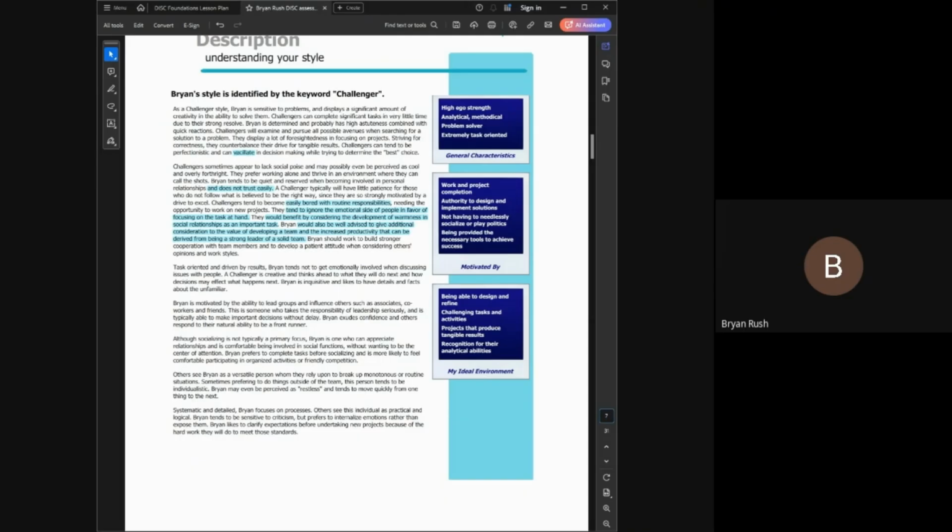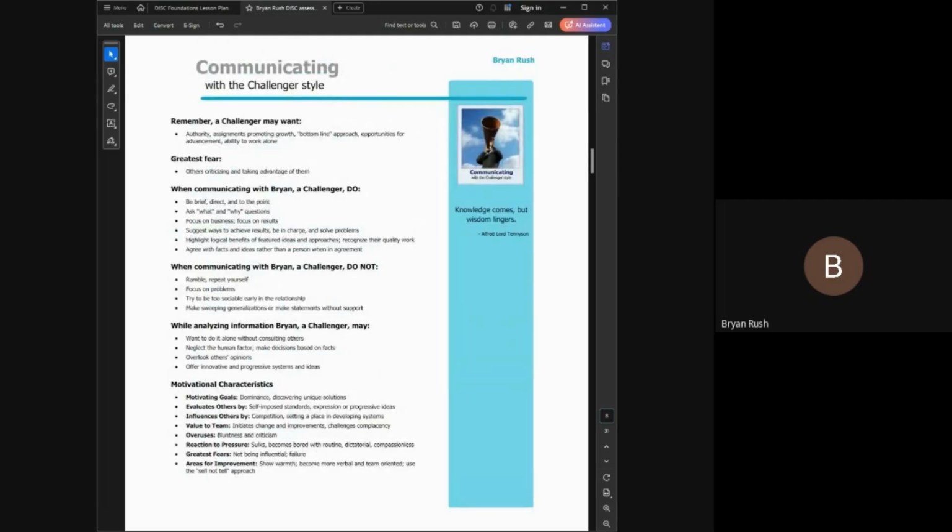Page 8 is very valuable because it's like the communication do's and don'ts of each respective behavior style. So you can give this to your team members, your teaching teams, your staff, all of those things, if you feel it resonates, and highlight the main areas that really resonate with you. So it's got the greatest fear. It has, remember, a challenger may want authority, assignments, promoting growth, bottom line approach, opportunities for advancement, and so on.